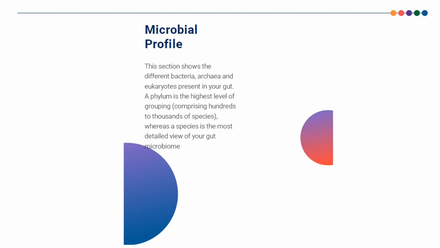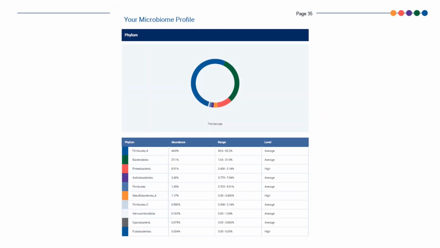Finally, we come to the last section of the report, the microbial profile. This section includes every identifiable organism housed in the patient's microbiome. Your microbiome profile, broken down by phylum, shows the abundance of each phylum relative to a healthy cohort. It's a quick snapshot of how the patient compares to others and how balanced or imbalanced they are.